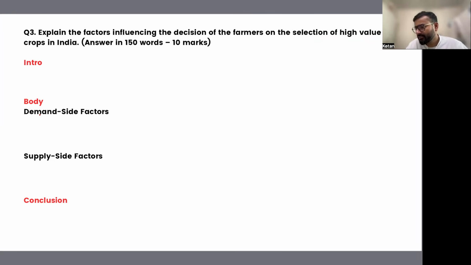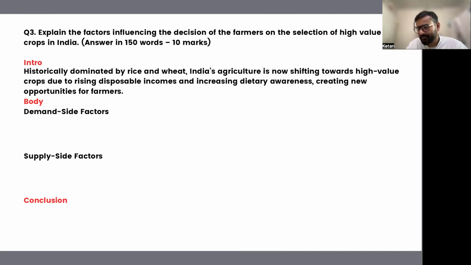Your introduction for this question can again be a little historic, because why is the farmer moving towards high value crops? You can say that agriculture was historically dominated by rice and wheat production. Now India's agriculture is shifting towards high value crops due to various factors, right? Rising disposable income, increasing dietary awareness, creating new opportunities for farmers. So this can be a good introduction.